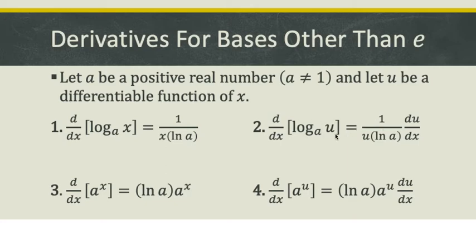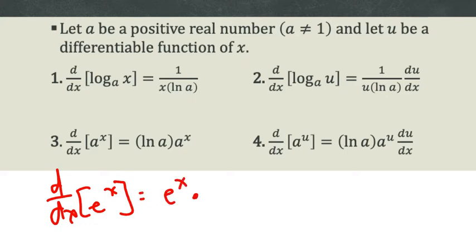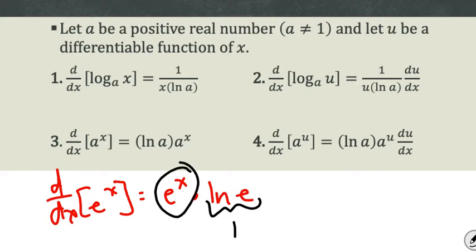Same thing if we're dealing with chain rule: 1 over u, ln of a, and then the derivative of u, whatever that may be. When we do the derivative of an exponential, like we went over yesterday, if the base is e, if we have e to the x, then we just have e to the x. But also what's in here that we don't write is an ln of e. Okay, but ln of e is just 1, so we don't write that and we just say it's e to the x. So you can see that that's here in your formula.